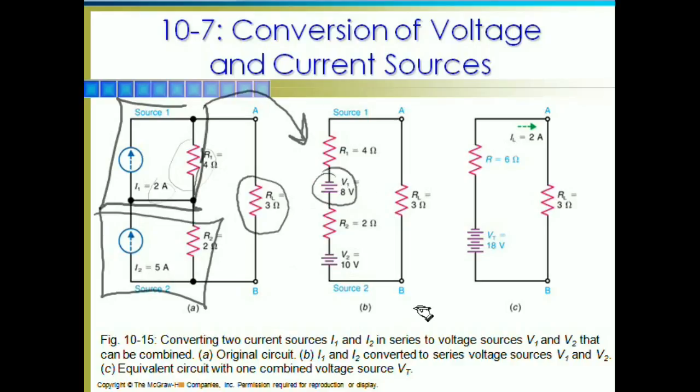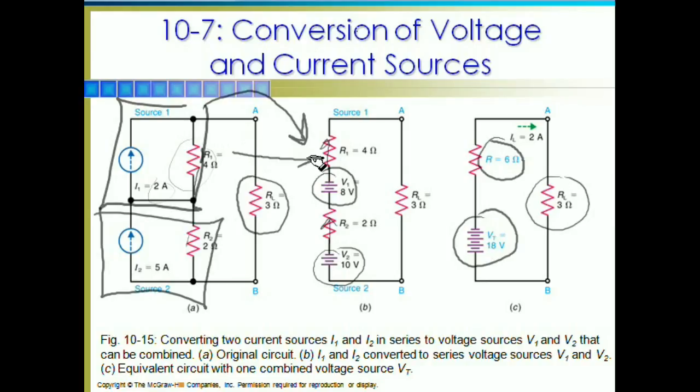2 ohms and 5 amps. We've got a voltage source of 10 volts. Our shunt resistor is now a series resistor of 2 ohms. Our other shunt resistor is a 4 ohm. And then our equivalent circuit is 18 volts and a 6 ohm series resistor with our load. So this is a case where it is beneficial to convert from current source to voltage source and then do our circuit analysis.